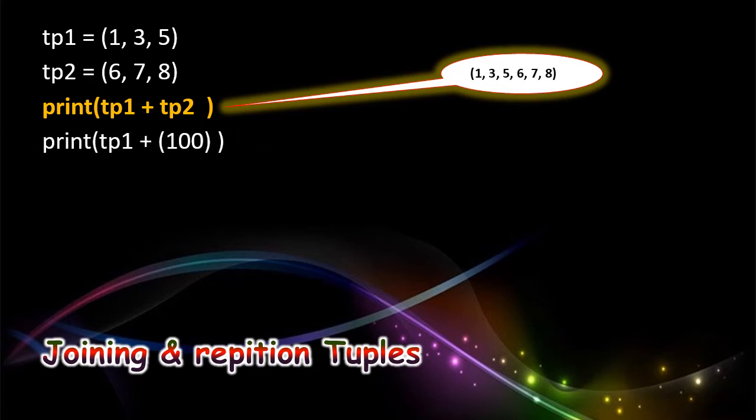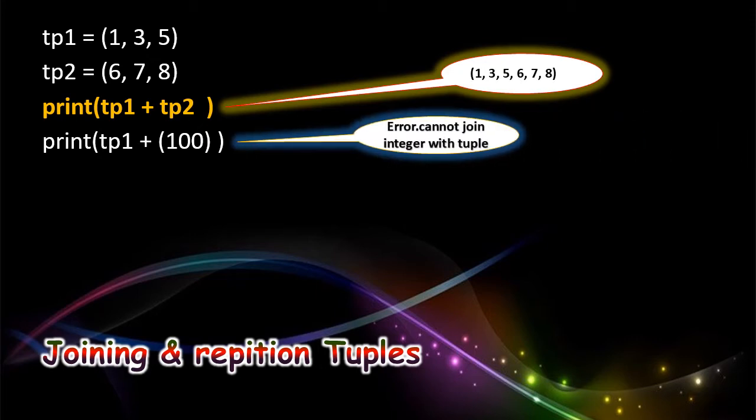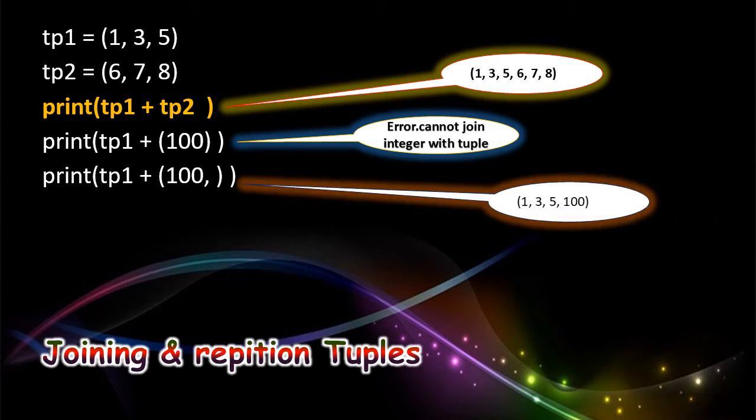And next we are attempting to concatenate tuple 1 with a normal integer 100. It will show an error, because an integer value can't be concatenated with a tuple. Only another tuple can be concatenated. In tuple 1 plus 100 comma, the comma indicates a tuple, so it will be concatenated with tuple 1.